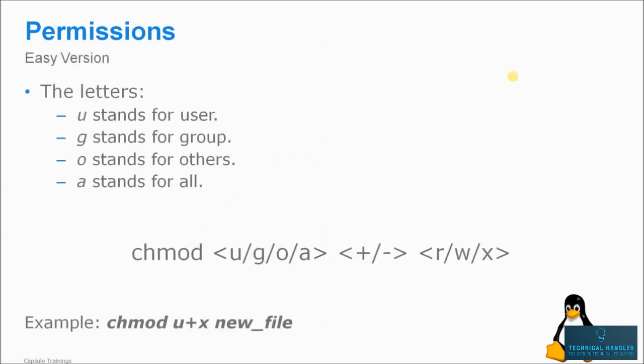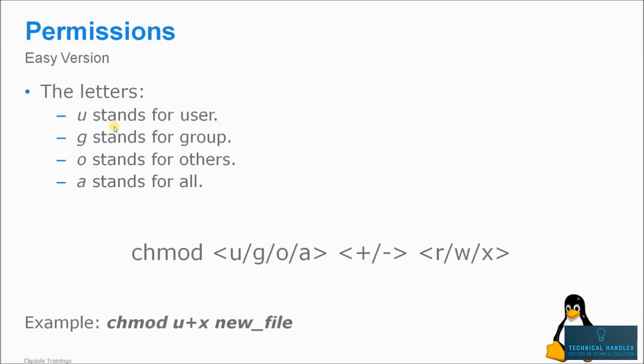So to change the permissions, we have certain letters that we can use, and this is actually the easy version. We have two other methods of changing the permissions of a file, but I'm not really a big fan of those, so we're not going to be covering them here because, as far as I'm concerned, this easy version, as I like to call it, is more than enough.